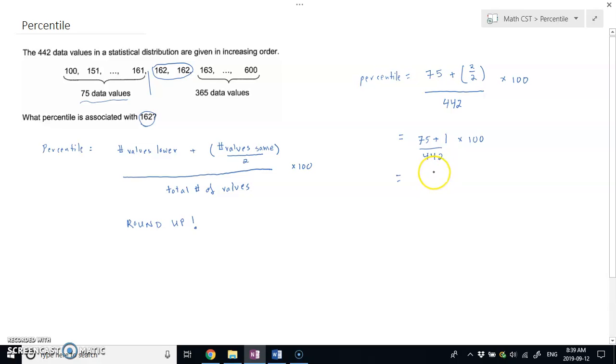So what's 76? Right? 75 plus 1. So 76 divided by 442 is 0.1719. I'm going to times by 100. And I find out that my answer for the percentile is, in fact, a decimal. 17.19 is our answer. But we have to round up. So our percentile is in fact the 18th percentile.